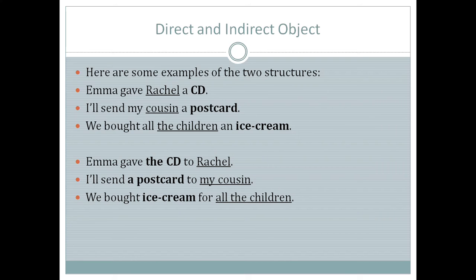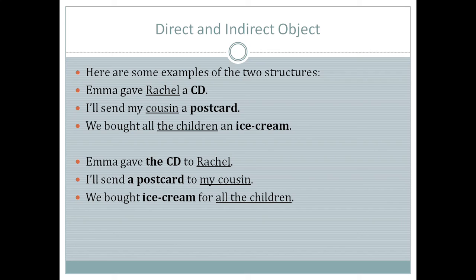Here are some examples of the two structures. Emma gave Rachel a CD. Emma subject, gave verb, Rachel indirect object, a CD direct object. I'll send my cousin a postcard. I subject, send verb, my cousin indirect object, a postcard direct object. We bought all the children an ice cream. We subject, bought verb, all the children indirect object, an ice cream the direct object.